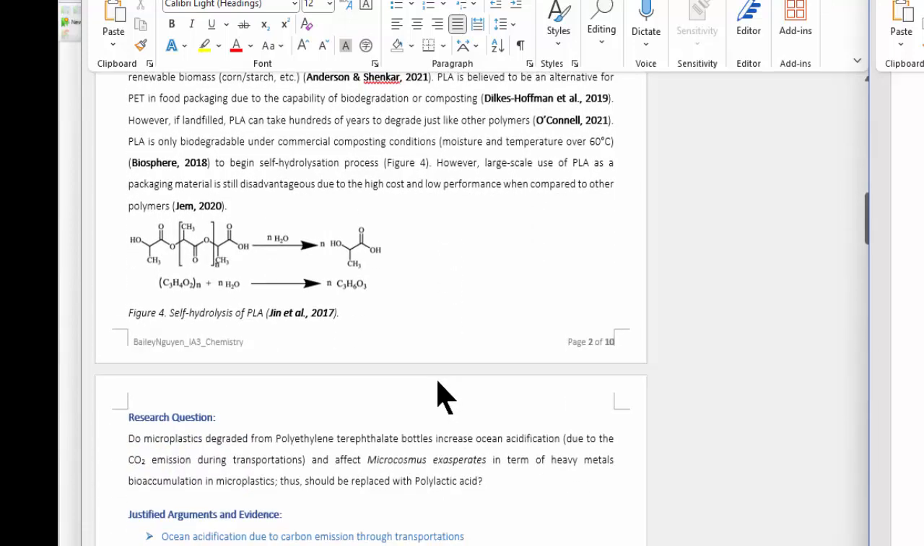It looks a little bit rushed, but it's quite sufficient. And then the question is, do microplastics created from PET bottles increase ocean acidification due to CO2 emissions during transportation, in brackets, which probably saves her, and affect microcosmos, it's a snail. Probably shouldn't give the common name of the snail in brackets because no one knows what that is. In terms of heavy metals bioaccumulation, microplastics, and thus should be replaced by polylactic acids.